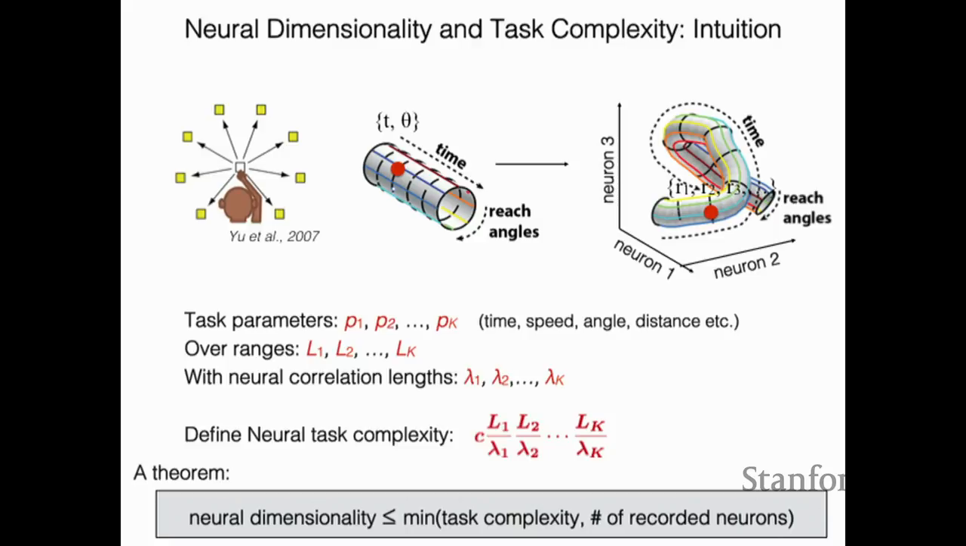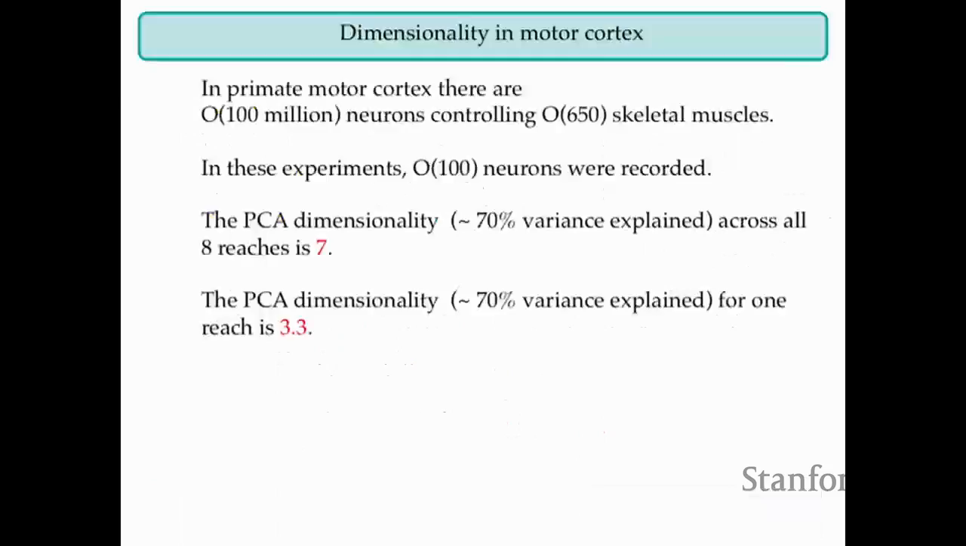A manifold that has larger volume, i.e. bigger numerator, and is more wiggly, i.e. smaller denominator, can potentially explore more dimensions, okay? All right. So now let's go back to the neural data.